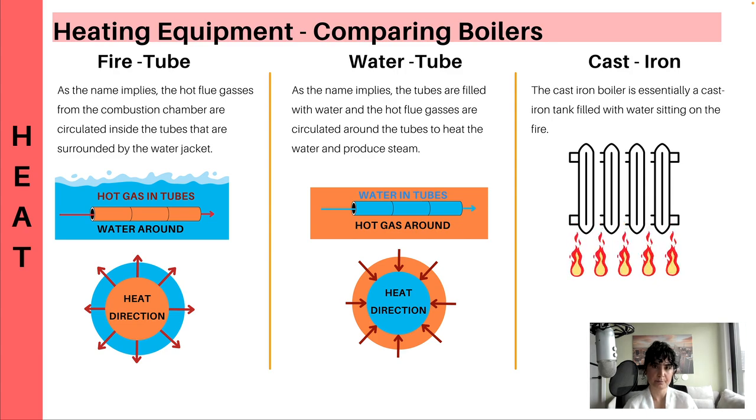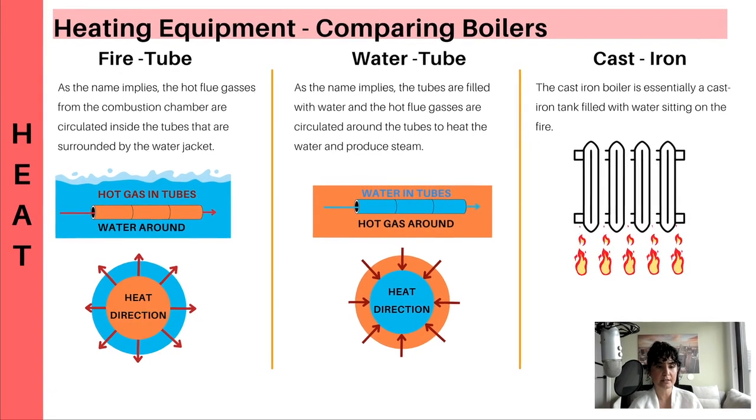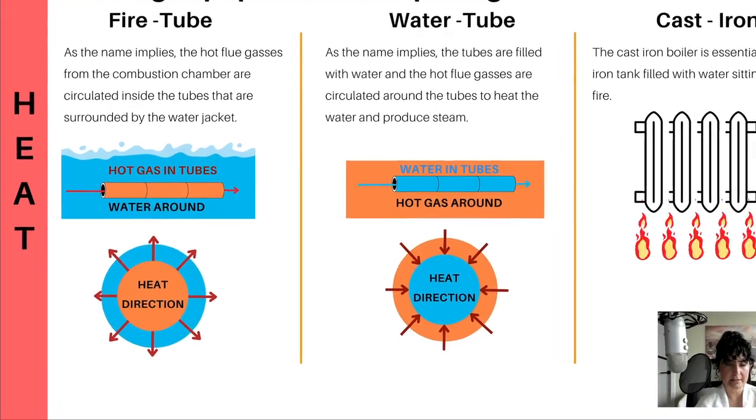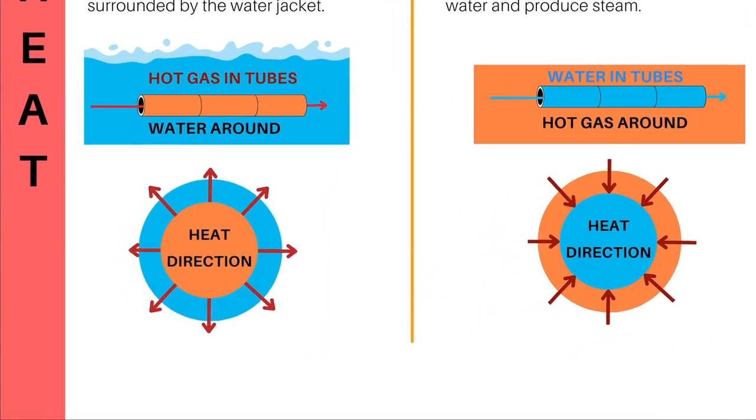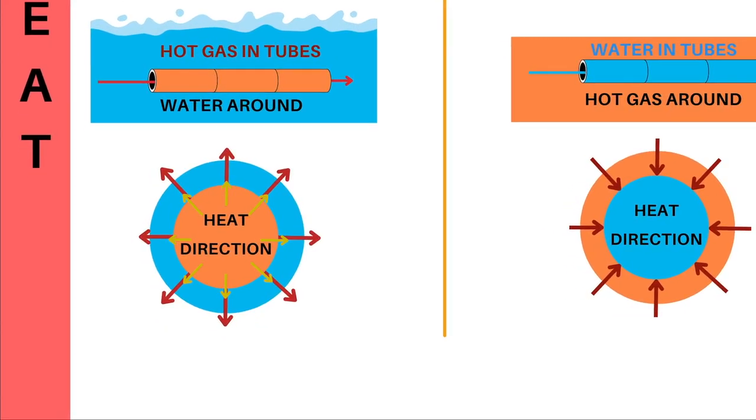In fire tube, as the name implies, the hot flue gases that you receive from the combustion chamber are circulating through these tubes that are surrounded by water jackets. As you see in the graphic here, the hot gas is in the tube and the water is around it. So heat direction is from the tube to water. Remember, heat moves from hot to cold. So from that hot tube, the heat is going to run through the cold water and heat that water up.